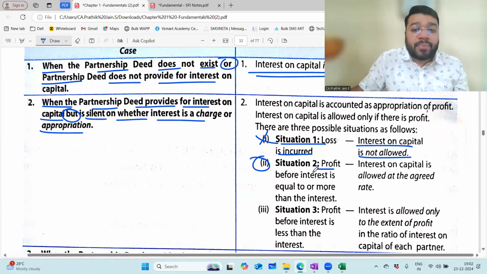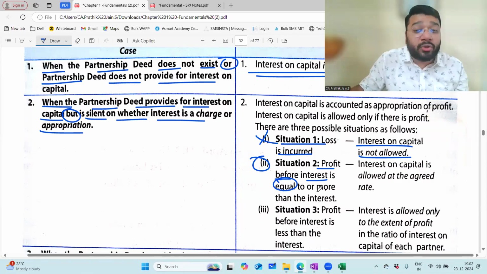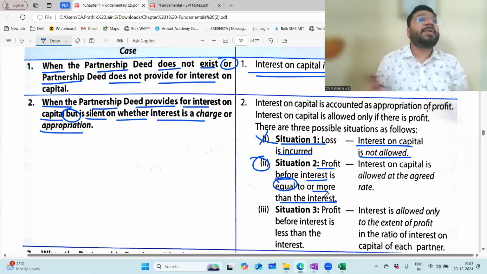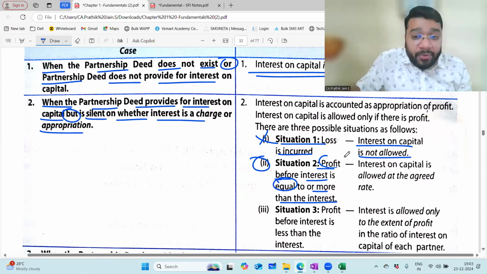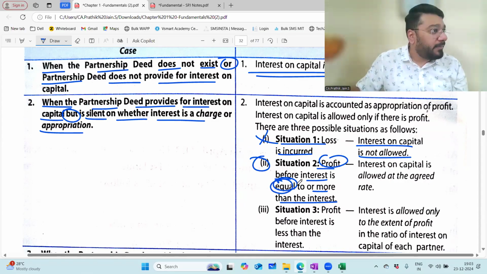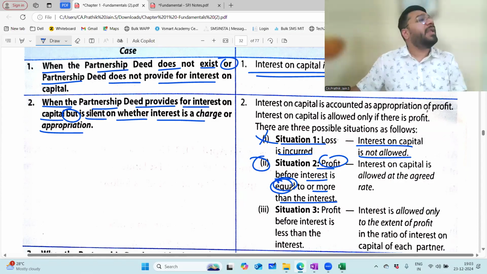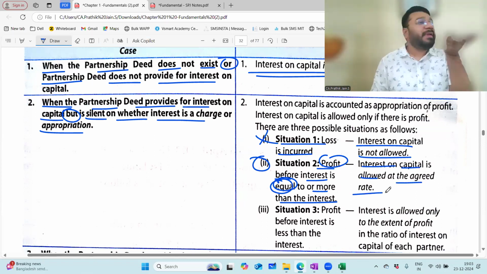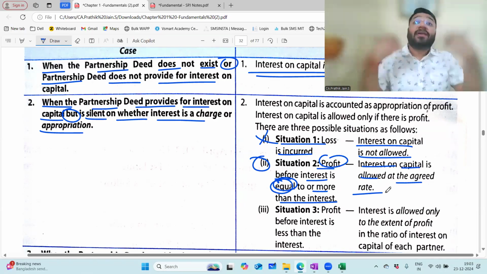Situation 2: profit before interest, that is profit before distributing interest on capital, is equal to or more than the interest. Either it is equal to interest or more than interest, which means I have sufficient profit to pay my interest on capital. Look at the language. Profit is equal to interest on capital, or profit is more than interest on capital. It means I can comfortably give the interest on capital. Give it away. What is wrong in that? So interest on capital is allowed at the agreed rate. As per the rate, whatever interest comes, that much profit you have, give it. You have extra profit, give it.